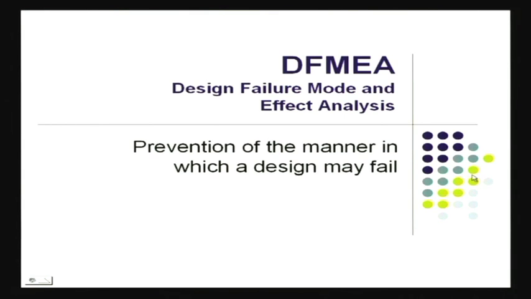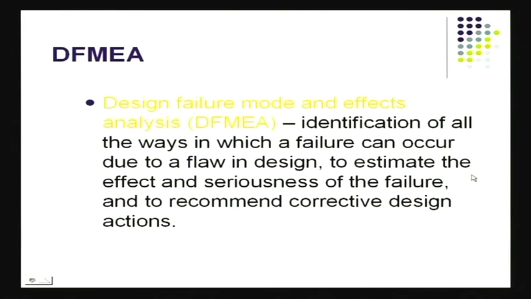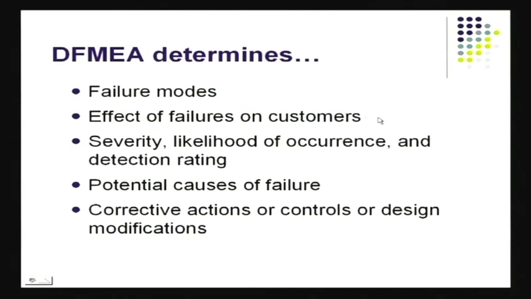Now we are looking at designs themselves. And we'll be following the same routine that we did for basic FMEA. Identify all the ways in which the failure can occur. And this, of course, we are trying to do when we have the design on the drawing board. Estimate the effect and the seriousness of the failure and recommend corrective action. And the corrective action here is going to be a modification of the design.